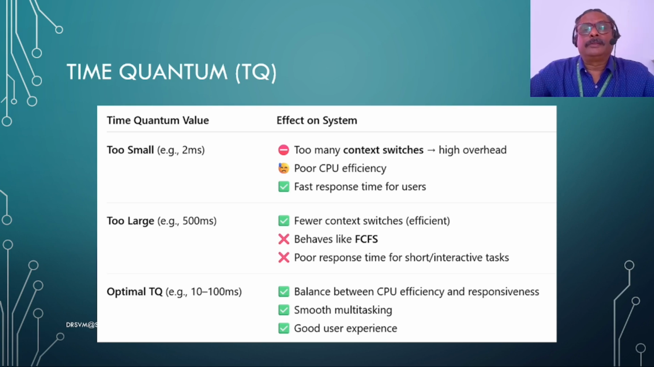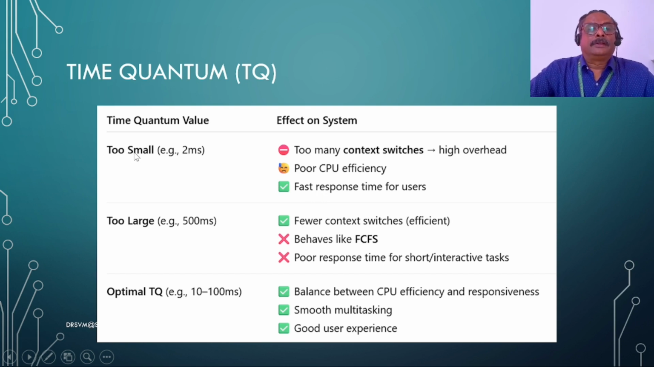Therefore the CPU is wasting most of its time just copying the context in and out. And definitely there is a fast response time, because the time slice is very small. If it is 2 milliseconds and there are n processes in the ready list, then a maximum of 2n milliseconds is required for responding to any process. Yeah, that's the only positive part of this.